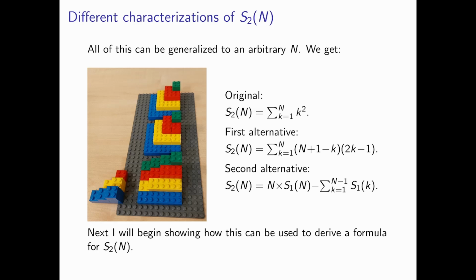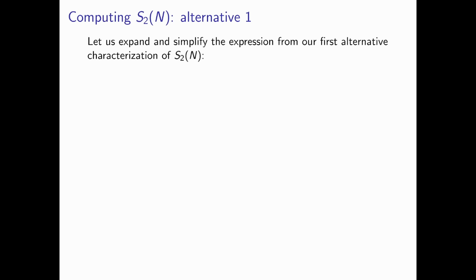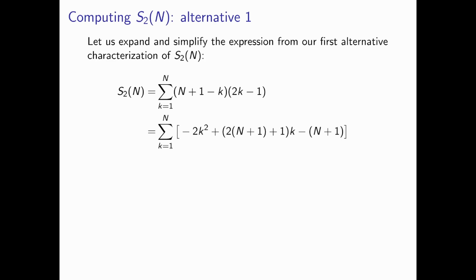Now I will explain exactly how we solve the problem by using the second characterization of s sub 2 of n. So first, we take our expression and we expand the product and see what we get. And we end up with the following expression here within the brackets. So let's talk a bit about how we did this expansion so that there are no embers of confusion left afterwards.